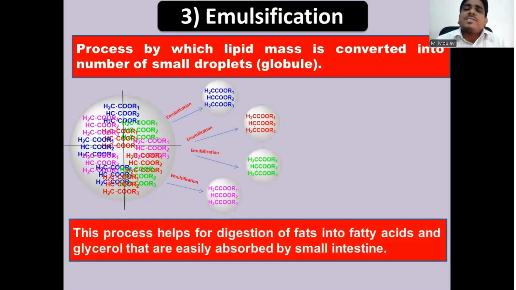So this process helps in the digestion of fats into fatty acid and glycerol, and these are easily absorbed by the small intestine. So emulsification is very useful for the digestion of the lipid material in our stomach.